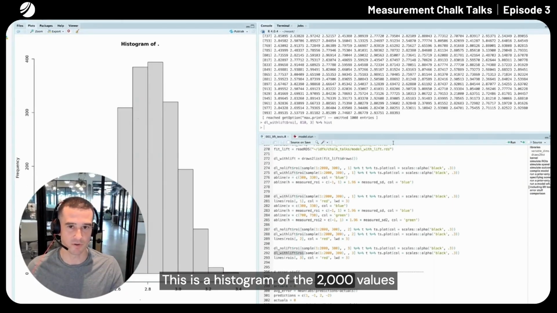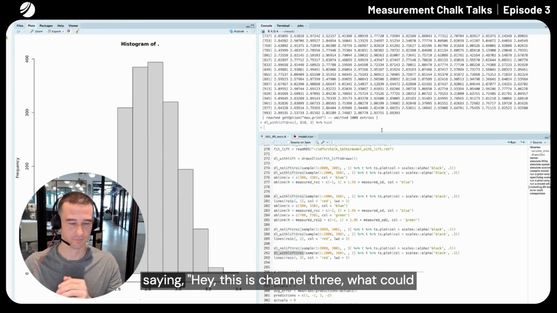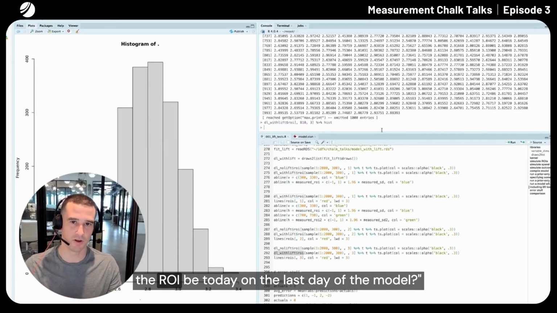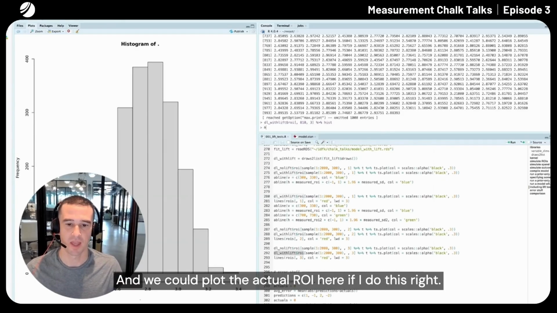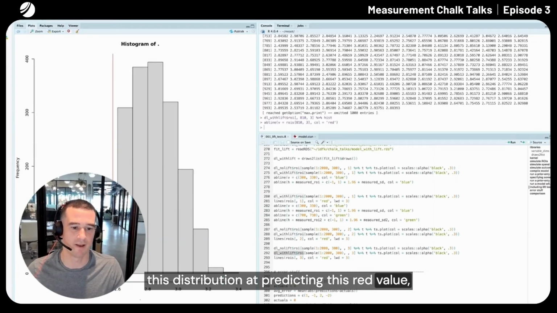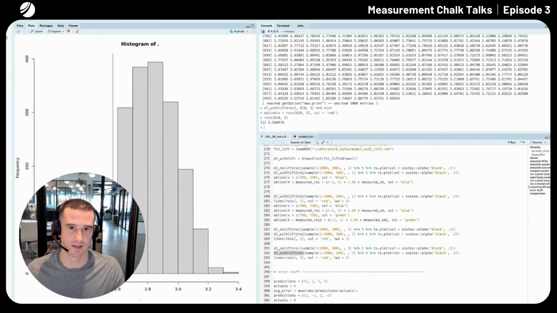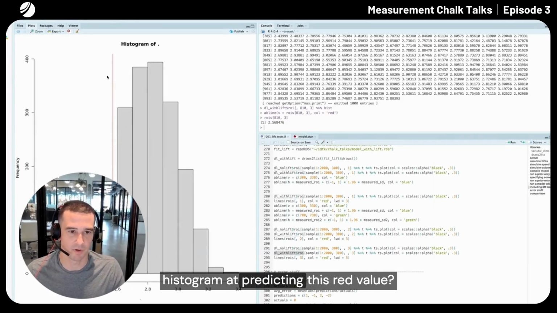This is a histogram of the 2,000 values of the 810th time step for ROI3. So the last day ROI3, you're saying, hey, this is channel 3. What could the ROI be today on the last day of the model? And we could plot the actual ROI here if I do this right. Okay, so the question is, how accurate is this distribution at predicting this red value, which is about 2.55 or whatever that is? Let's actually figure out what it specifically is. 2.568. So the question is, how accurate is this histogram at predicting this red value?